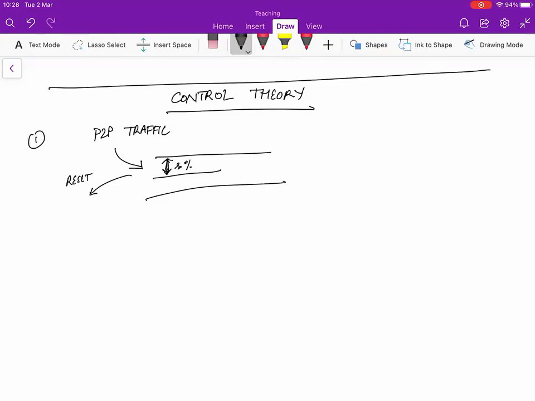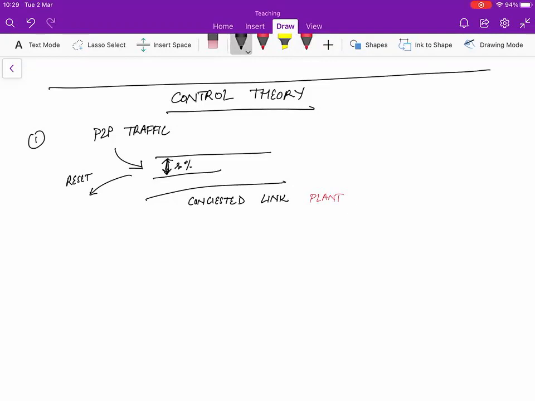And so we want to identify the plant, the command, the control input, the disturbance, and the output. This is the congested link that has potentially too much peer-to-peer traffic on it. And so the plant is the congested link. This is the plant. This is what we care about. So what we want to control is the congested link. That's why we call it the plant.